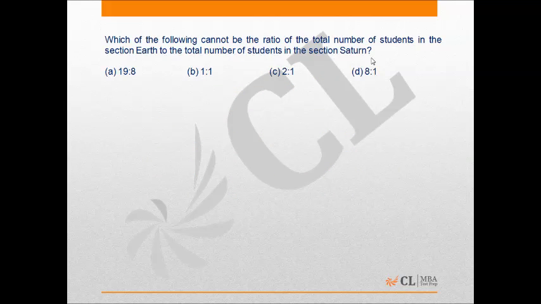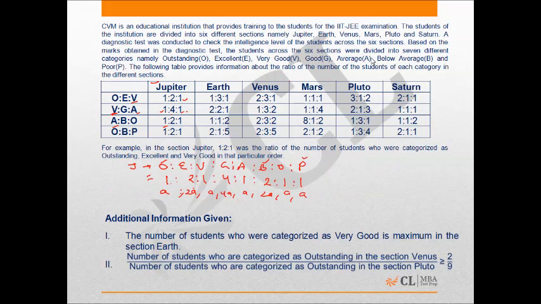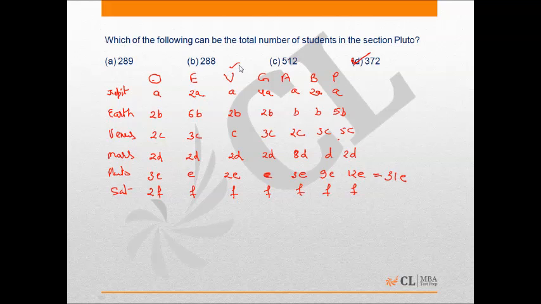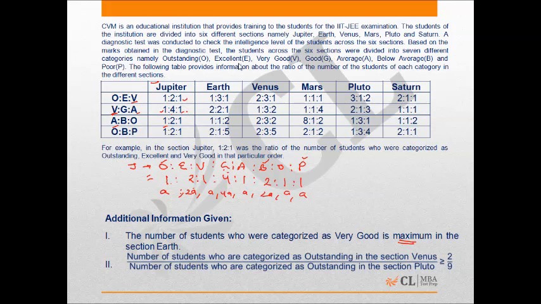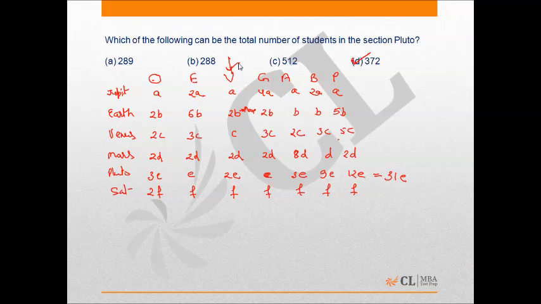Next asks me, which of the following cannot be the ratio of the total number of students in the section Earth to that of total number of students in section Saturn. We have another data in the original graph. If you see the total number of students in section Earth in very good is maximum. So we can say that for very good category, Earth is maximum. This value is maximum in this column. And the second thing is given, the number of students who are categorized as outstanding in section Venus upon outstanding in section Pluto is more than or equal to 2 by 9. So outstanding in section Venus is 2C, and outstanding in this one is 3E, that is given as more than or equal to 2 by 9. This gives you C by E is more than or equal to 1 by 3.